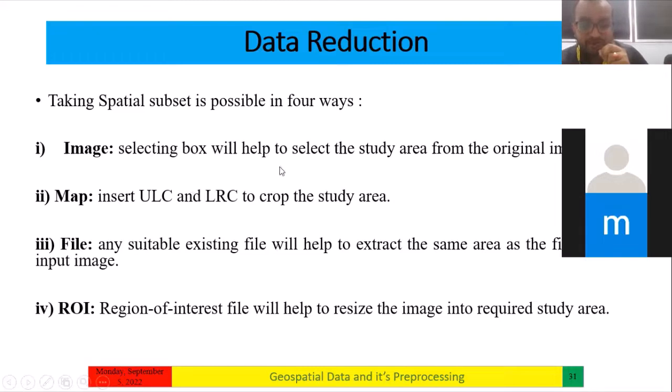There is a rectangular box. We can choose that particular area and skip others. If we have a map, we can overlay the map on the entire image and extract the image. If we have some other image file, suppose I have processed one file and I want to extract only the area available in that file, then I can extract with that. And if none of the three options are available, I can create my region of interest, and on the basis of the region of interest, I can reduce the image or extract my area of interest.